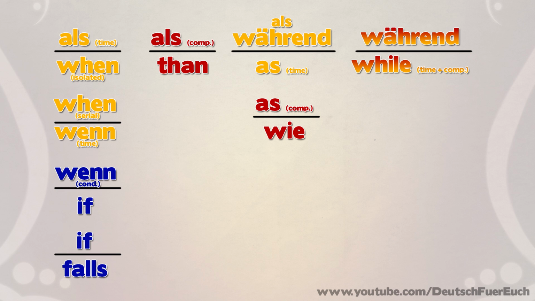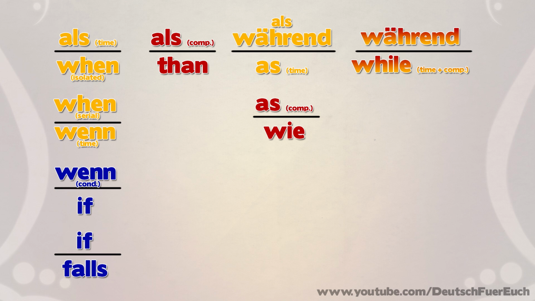So the comparative als in German means than, as I've already established. So I'm taller than you, meaning this is for a comparison where there is a difference. While the comparative as means wie. So I'm as tall as you, a comparison where two things are alike.